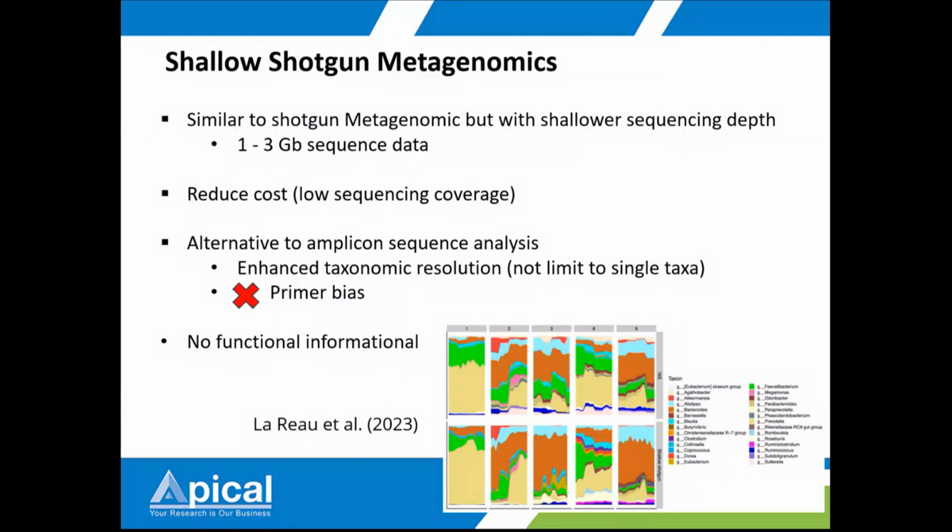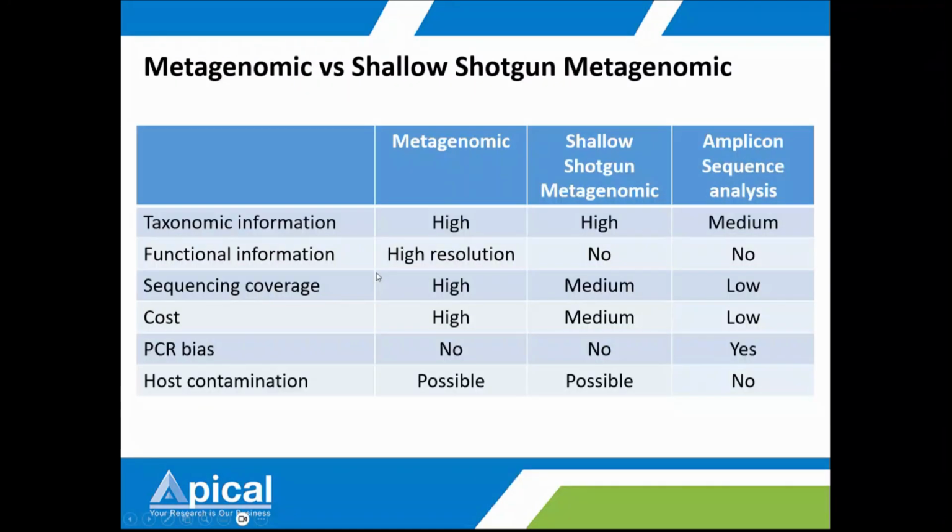Okay, so just to do a simple comparison, we compare metagenomic and shallow shotgun metagenomic, and I also include the Amplicon sequence analysis, just to compare these three applications across these features. For taxonomy information, metagenomic and shallow shotgun metagenomic are very good because, as I mentioned in the previous slide, they don't limit to a single taxa, so you can cover virus, eukaryote, or microbes. For Amplicon sequence analysis, the coverage is limited to the primer that you use.